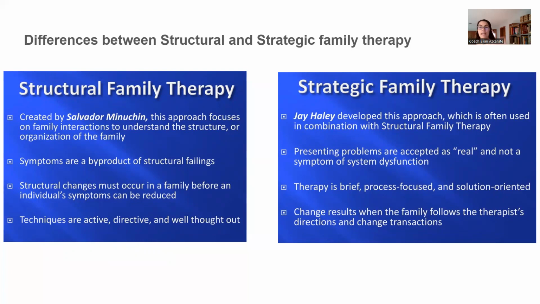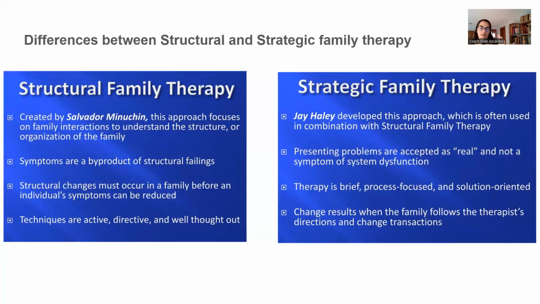And they think that any symptoms, any problems between the members, are a byproduct of the structure that is not working properly or is failing. And the structural changes must occur in the family before the individual symptoms can be reduced. In that sense, we first look at the whole picture of the family before we look at the individual, even though, like we said before, in the map we had a defined patient, but he's not alone in the relationships. Those relationships could influence the problem, affect it, or make it more severe.